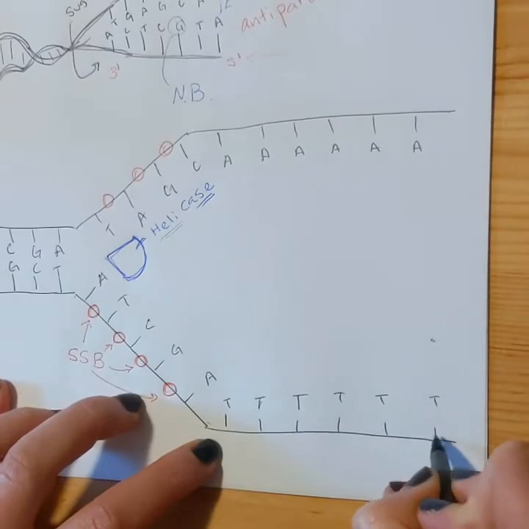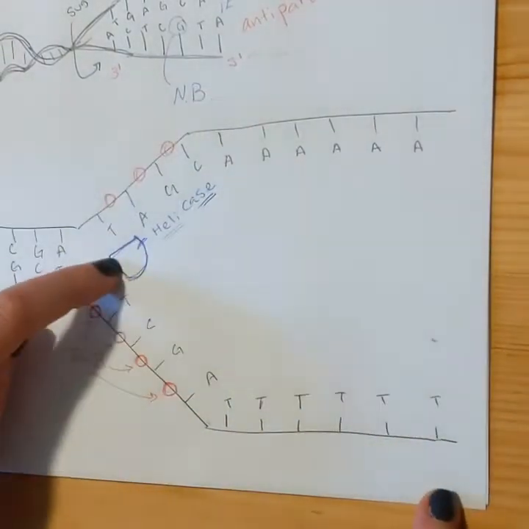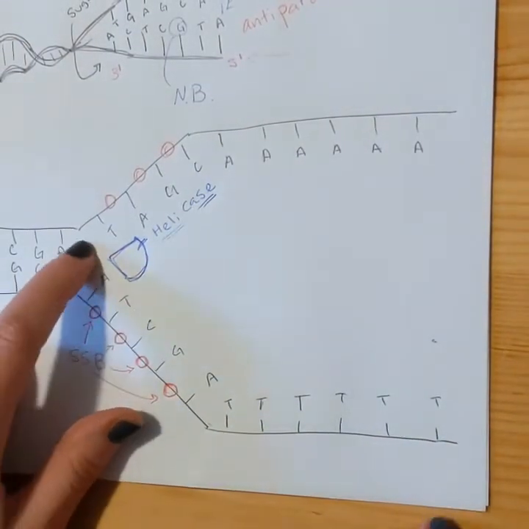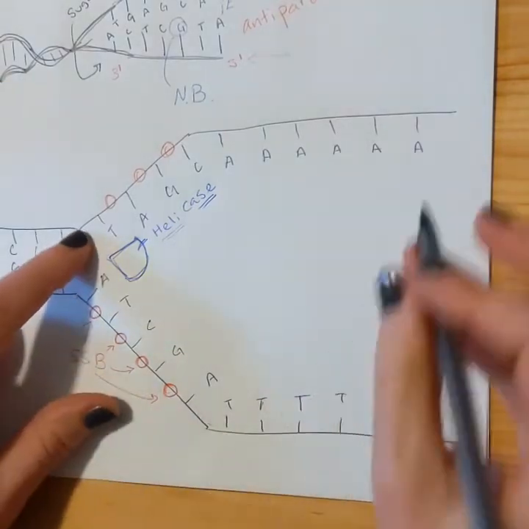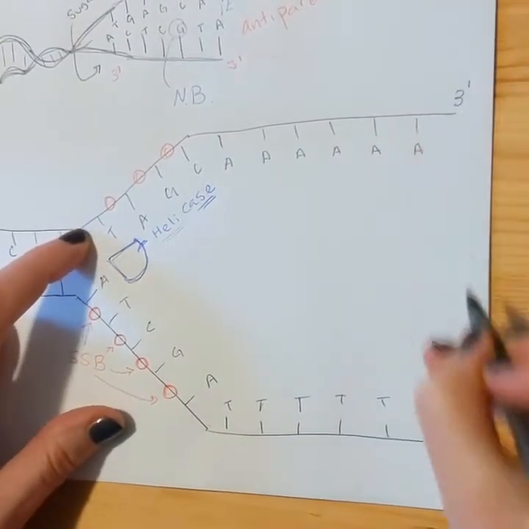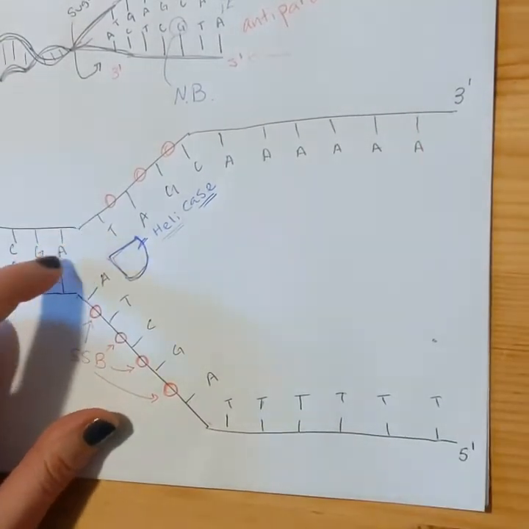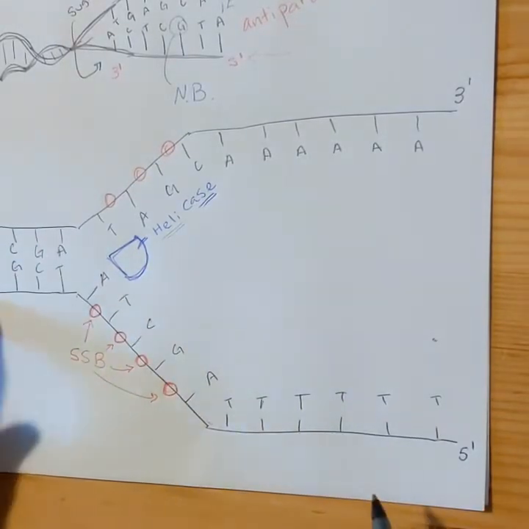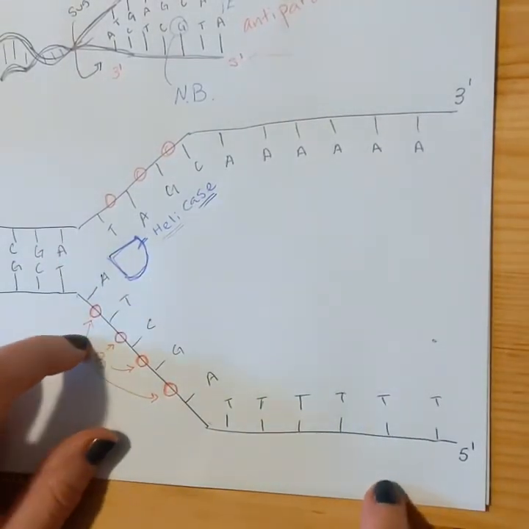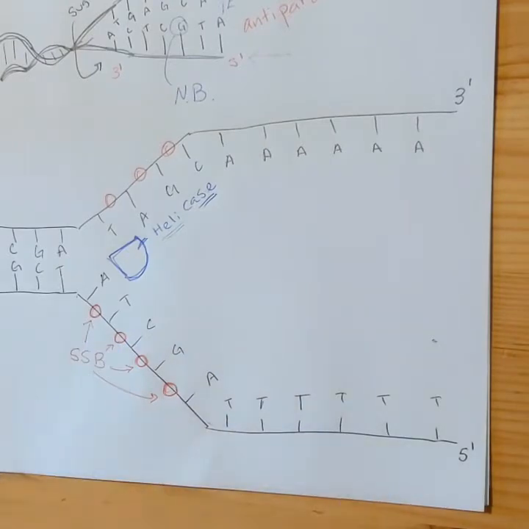Fabulous. So my DNA has been opened up by helicase, it's being held into place, and on the first drawing we said that this was going to be 3' and this is going to be 5'. That's cool. That's going to help me figure out what the leading strand and the lagging strand are.